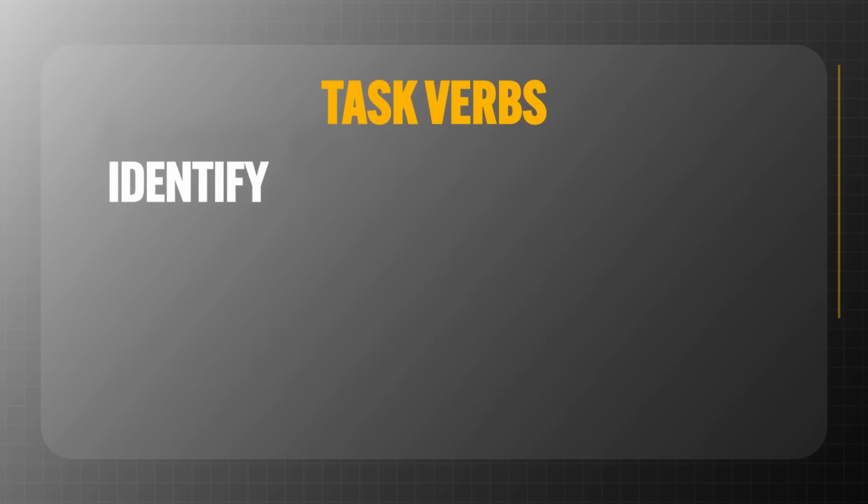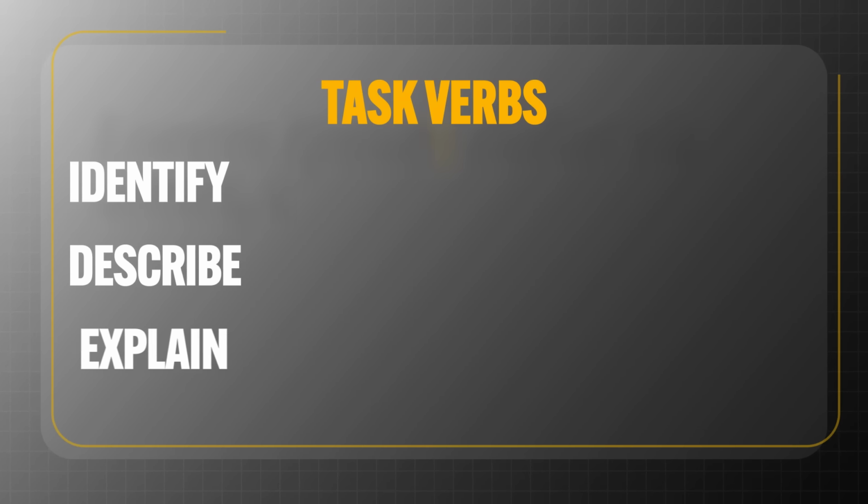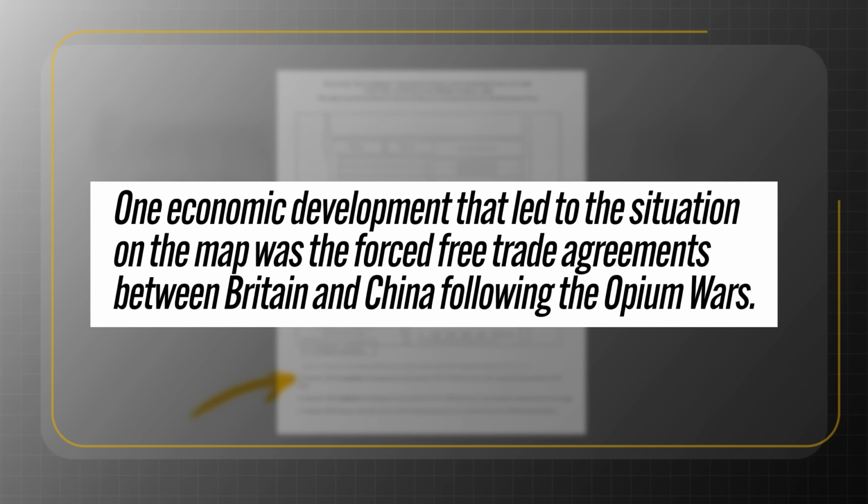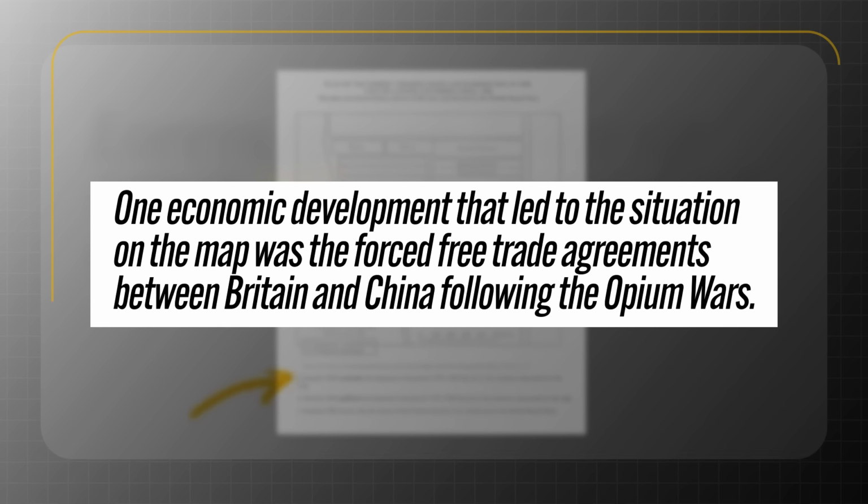And you may be objecting right now saying, that's way too much to talk about, Heimler. Like, can it be any simpler than that? And if you would ask me a year ago, I would have said, yes, it can be simpler. But today, my answer is no, and let me explain. You may have noticed that you have basically three task verbs consistently showing up. You have identify, describe, and explain. And what I've always taught is that for an identify prompt, all you had to do was write a topic sentence, and that's it. So for this prompt, I would have told you to write one economic development that led to the situation on the map was the forced free trade agreements between Britain and China following the Opium Wars. You just identified the economic development, done.